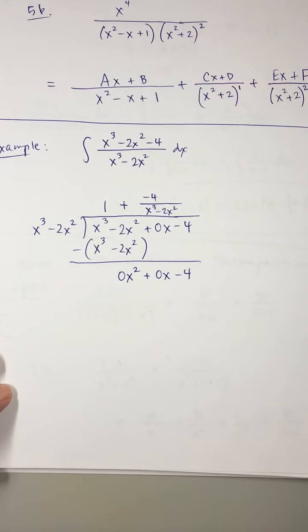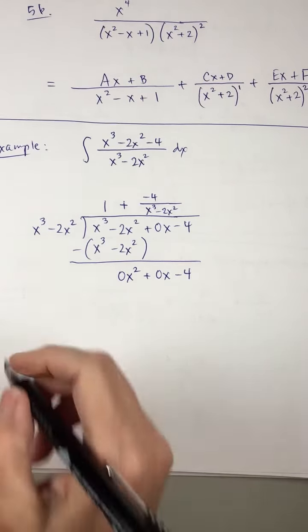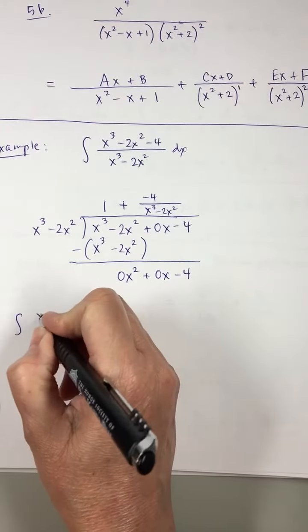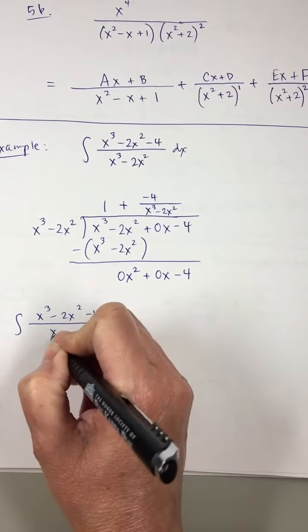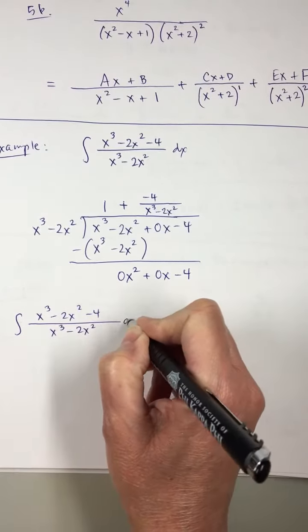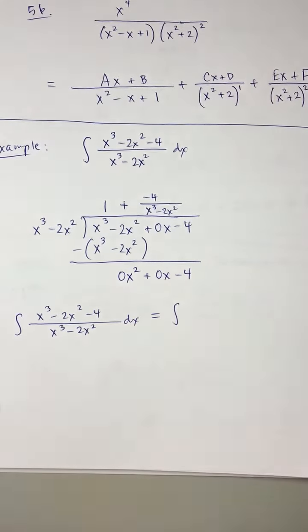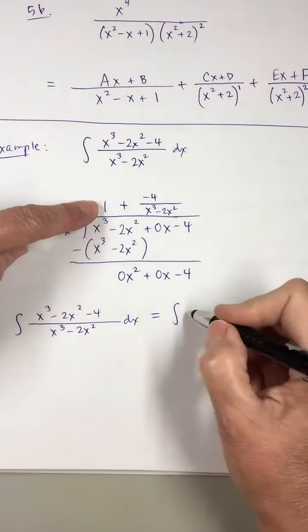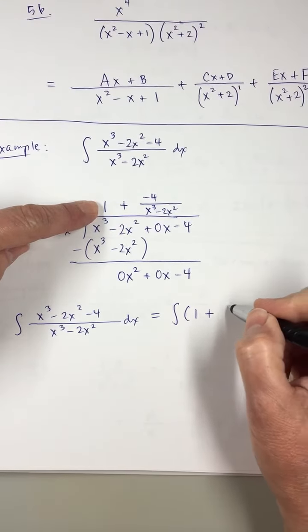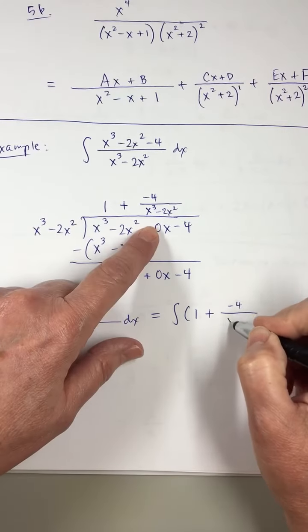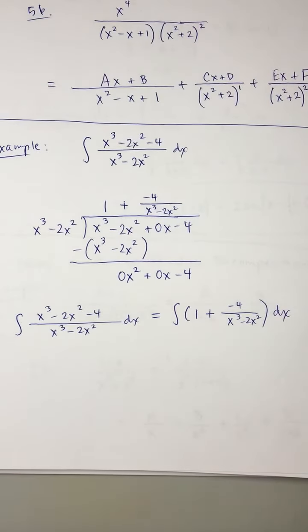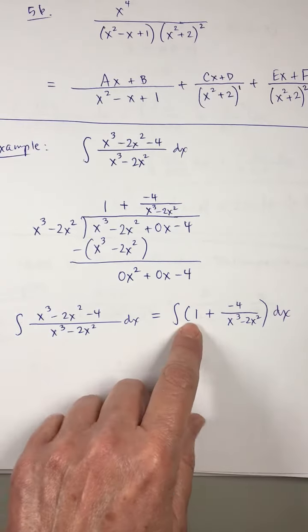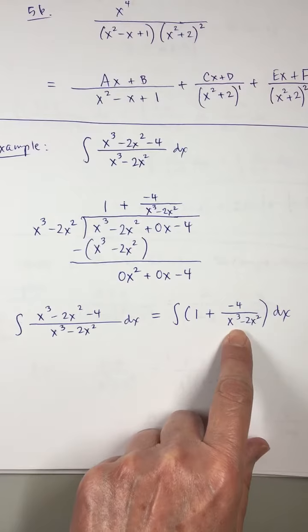So I've done the division, and now this integral problem, which was the integral of x cubed minus 2x squared minus 4 over x cubed minus 2x squared dx, now it equals the integral of 1 plus negative 4 over x cubed minus 2x squared dx. So I've done the long division to rewrite the fraction as the quotient plus the remainder over the divisor.